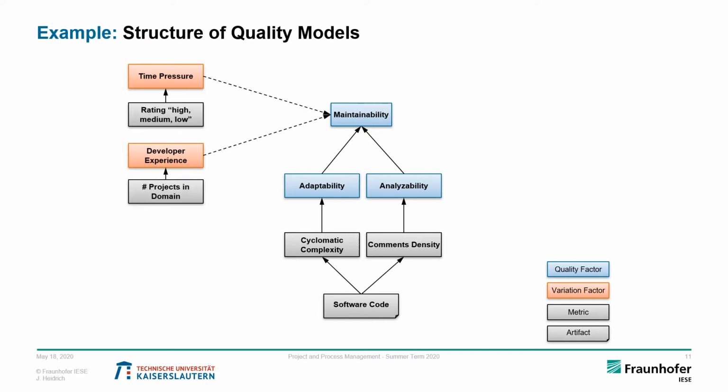And we have two impact factors here, variation factors: the time pressure, which is simply a subjective rating between high, medium, and low, and the developer experience, here measured by the number of projects a developer has worked in a certain domain. Factors typically become more technical the more you break them down. Then it's getting more concrete towards the different software artifacts or parts of these artifacts that we want to know something about.